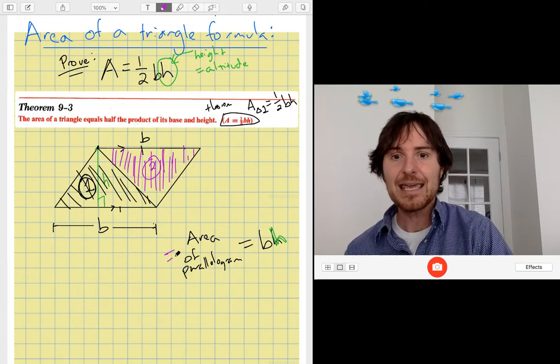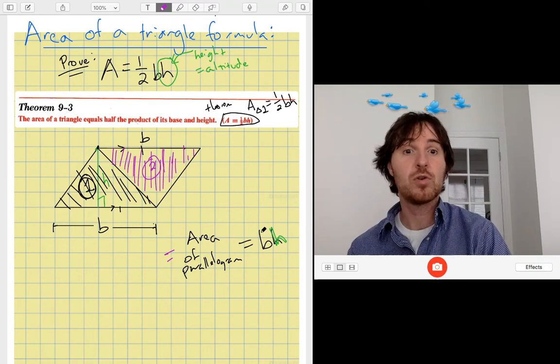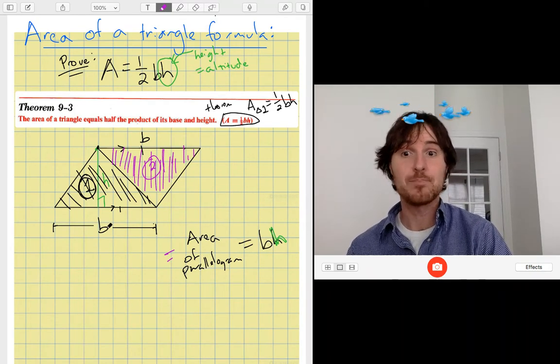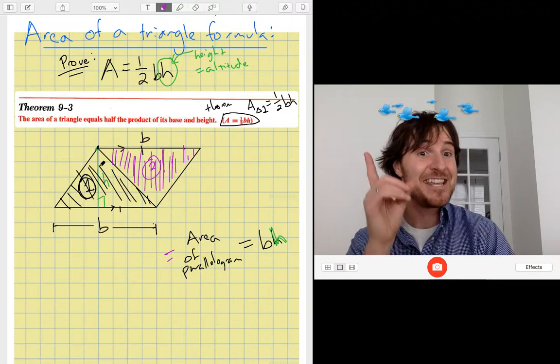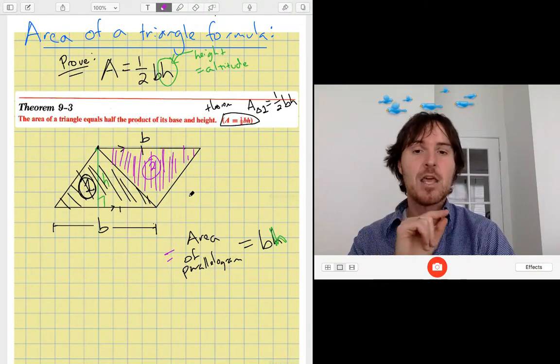We can get this area of the parallelogram two ways. One, I've already proven this theorem for you: it's base times height, the same height as the altitude of this triangle. Hooray, we're going to get to that a little bit later.